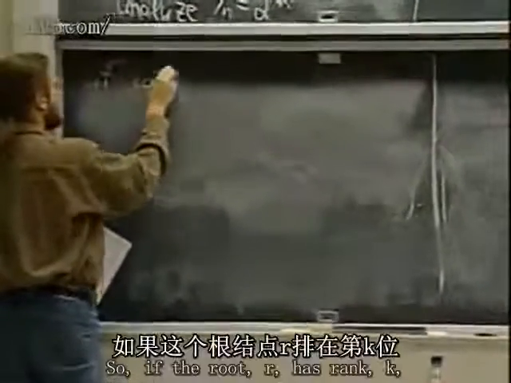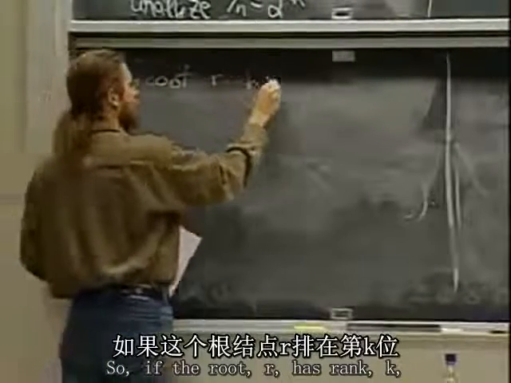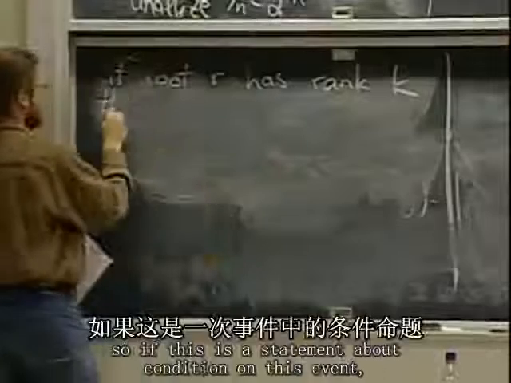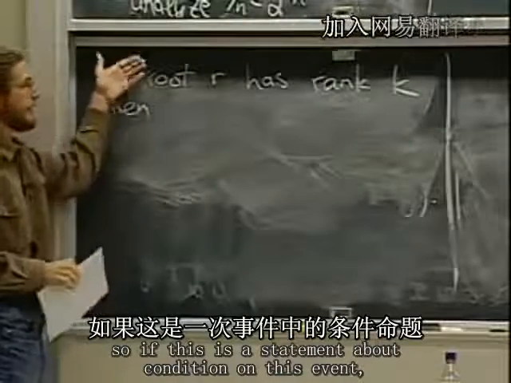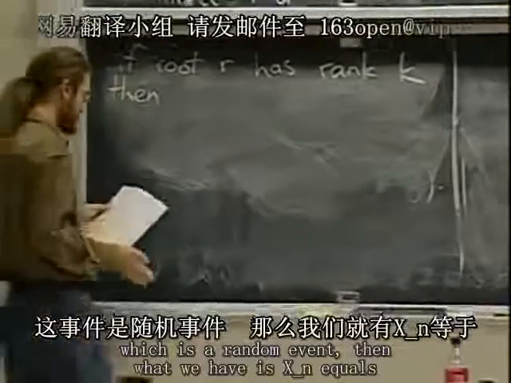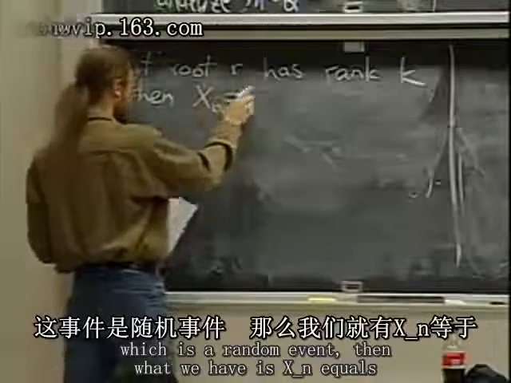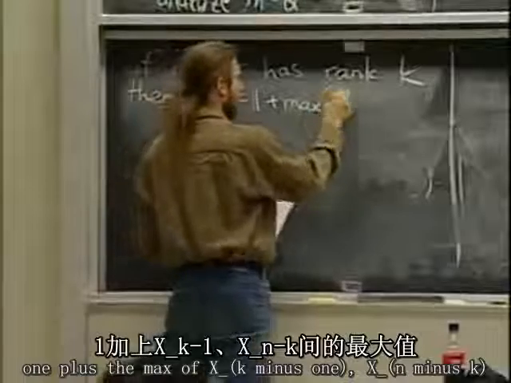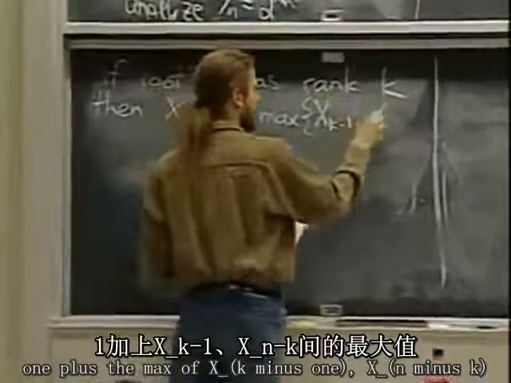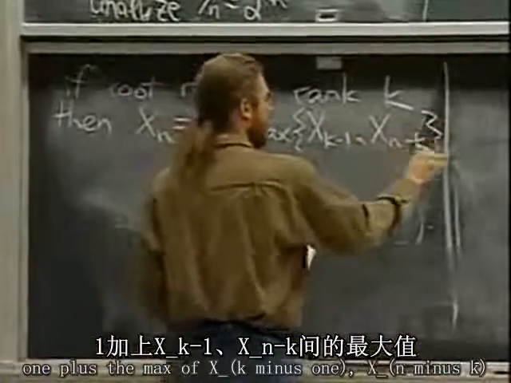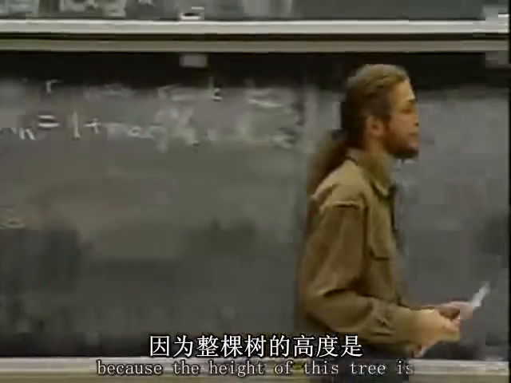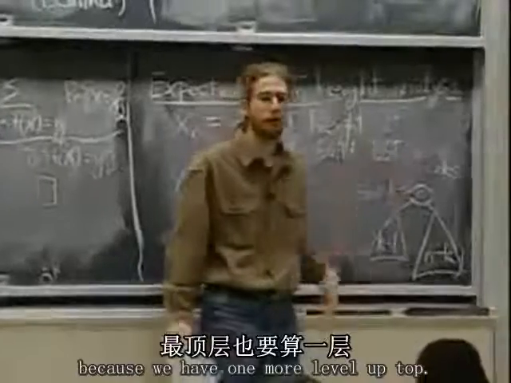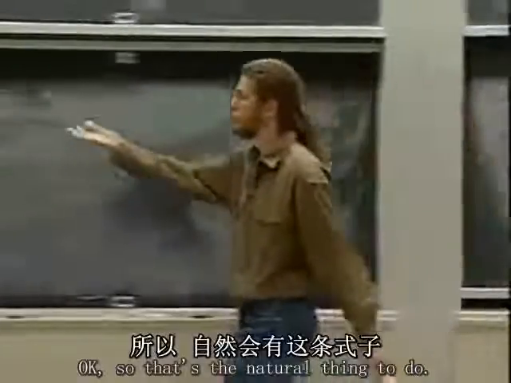If the root r has rank k, so this is a statement conditioned on this event, which is a random event, then what we have is x_n equals 1 plus the max of x_{k-1}, x_{n-k}. Because the height of this tree is the max of the heights of the two subtrees plus 1, because we have one more level up top. So that's the natural thing to do.